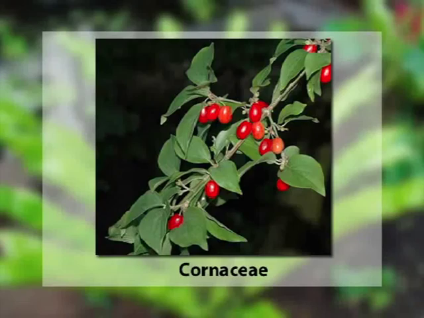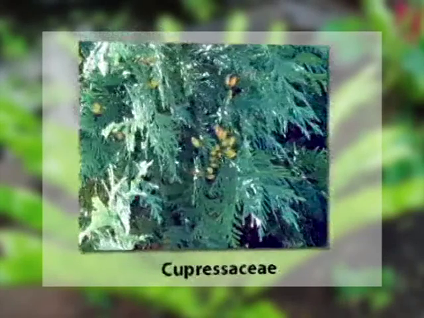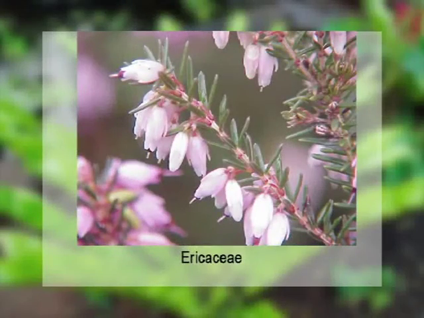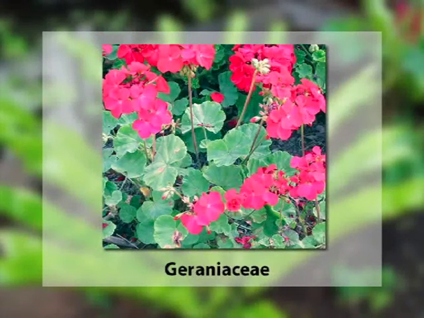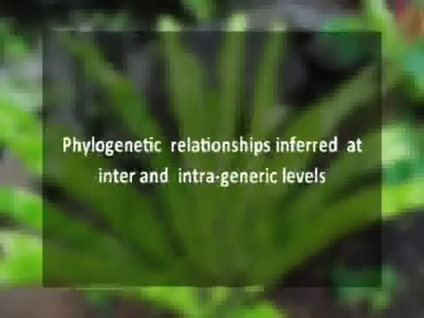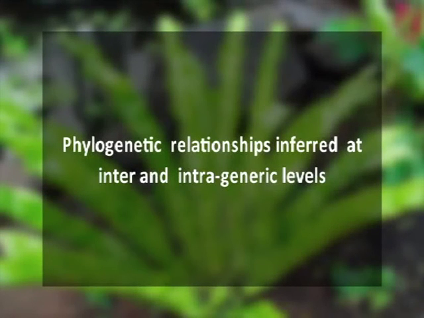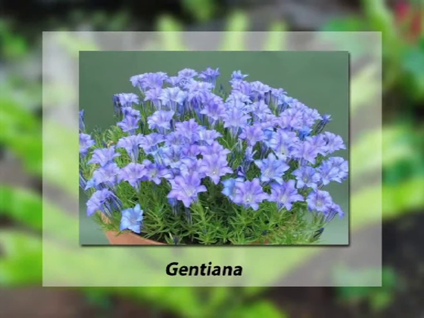In case of families like the Cornaceae, the Cupressaceae, the Ericaceae, the Geraniaceae, the Onagraceae, and the Saxifragaceae, phylogenetic relationships have been inferred at inter- and intrageneric levels also. The morphology-based classifications of tribes and subtribes in case of Papilionaceae are mostly congruent with rbcL phylogeny. Non-coding regions of cpDNA have been found to be appropriate for working at lower taxonomic levels in genus Gentiana.